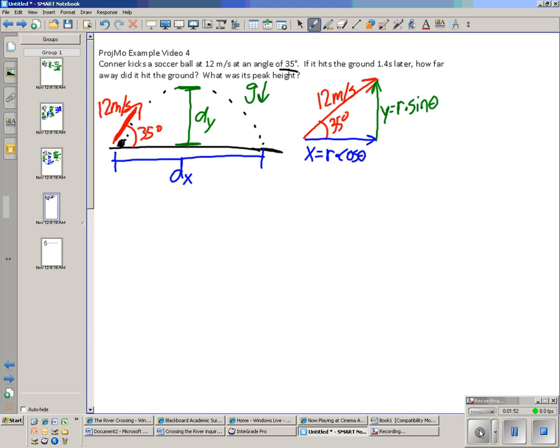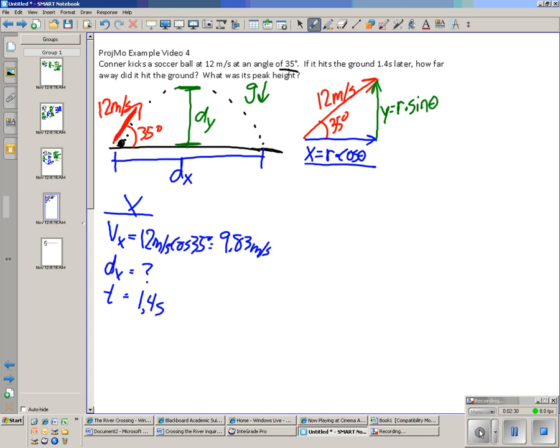Let's see, for my x, because I was asked about the x first: the velocity on the x, my displacement on the x, and then my time. As we said, we're going to be using r times the cosine of theta, so that's 12 meters per second times the cosine of 35 degrees. Tapping into my calculator, it gives me 9.83 meters per second. My displacement on the x-axis is what I'm looking for, and they were nice enough to give me the time. That was 1.4 seconds.